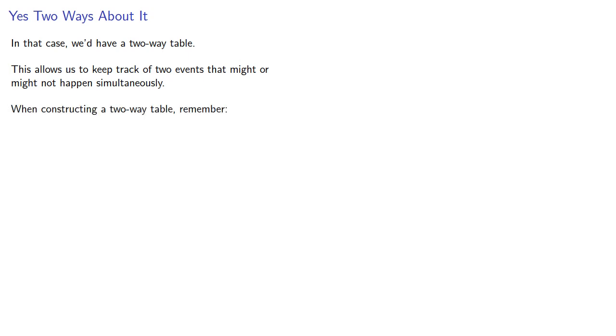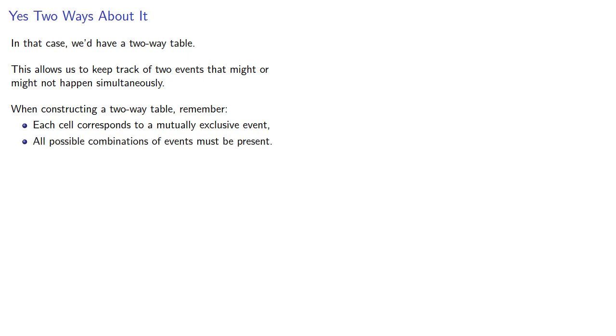In that case, we'd have to have a two-way table. This allows us to keep track of two events that might or might not happen simultaneously. When constructing a two-way table, remember, each cell corresponds to a mutually exclusive event, and all possible combinations of events must be present.